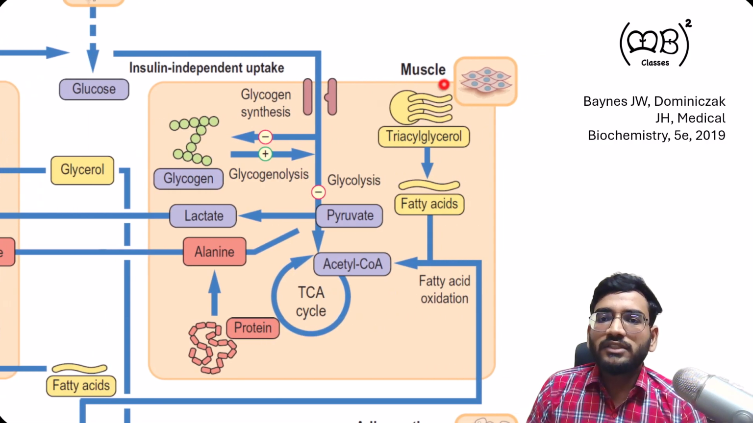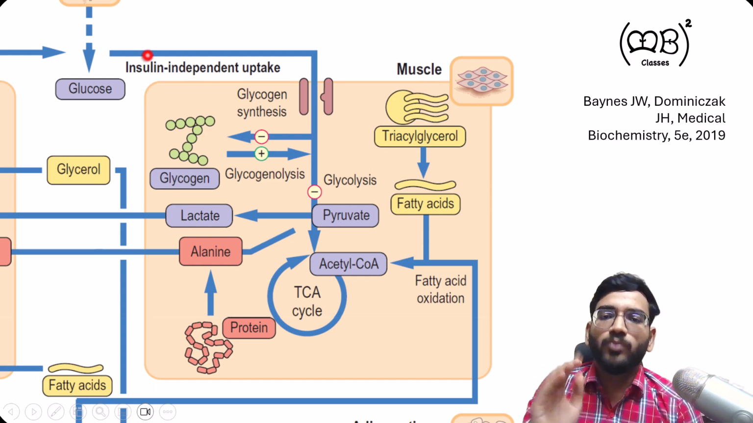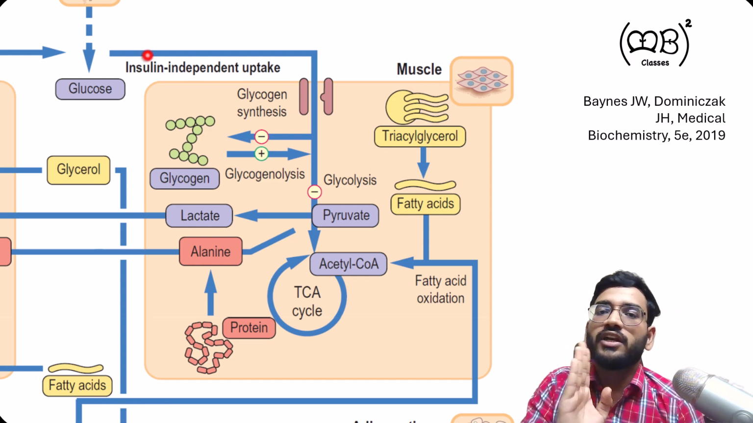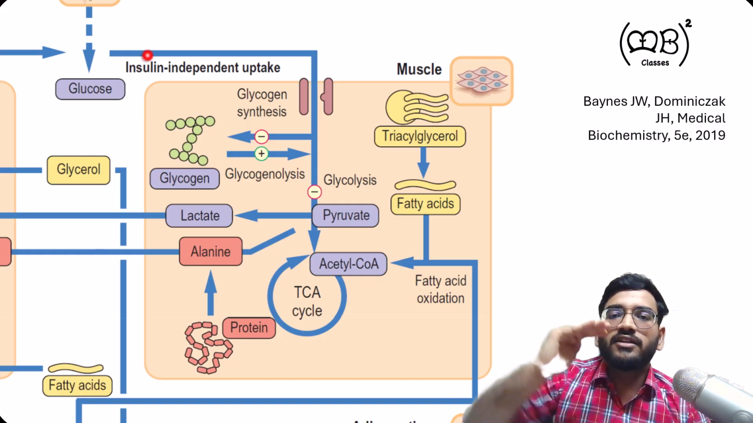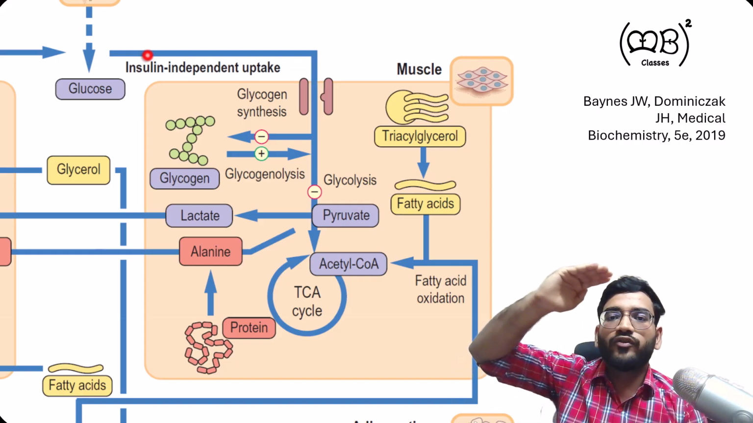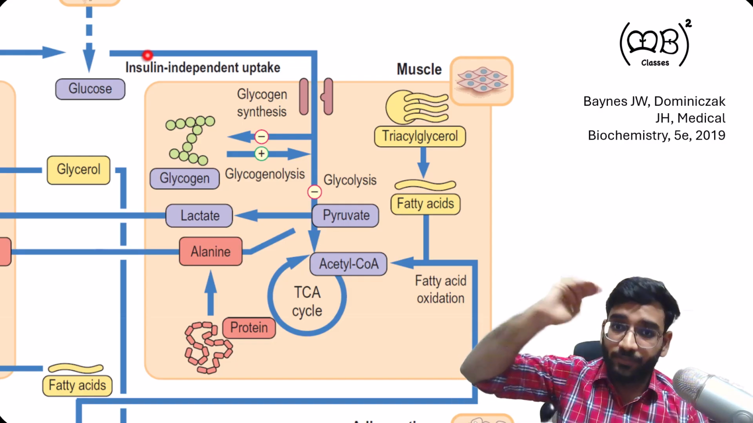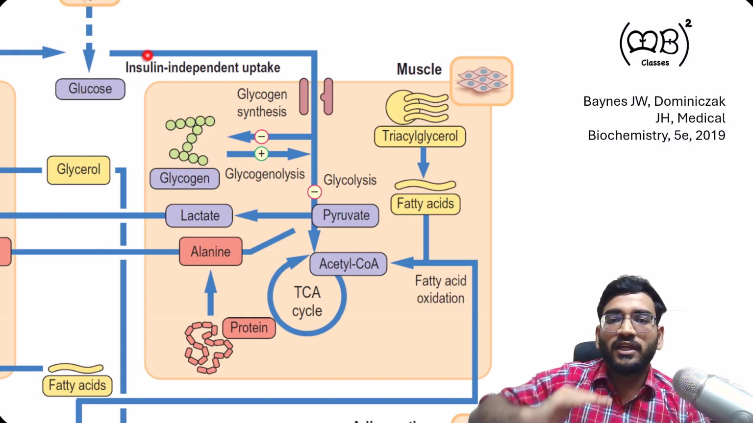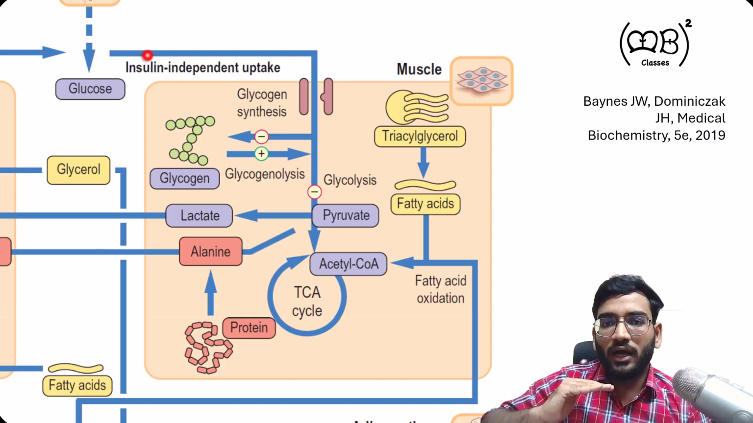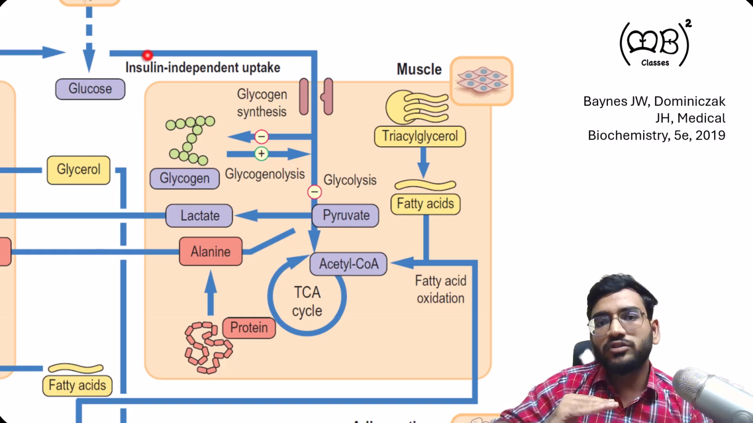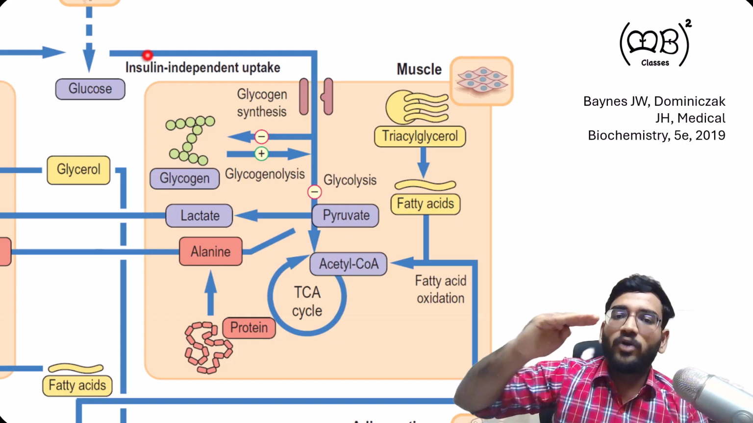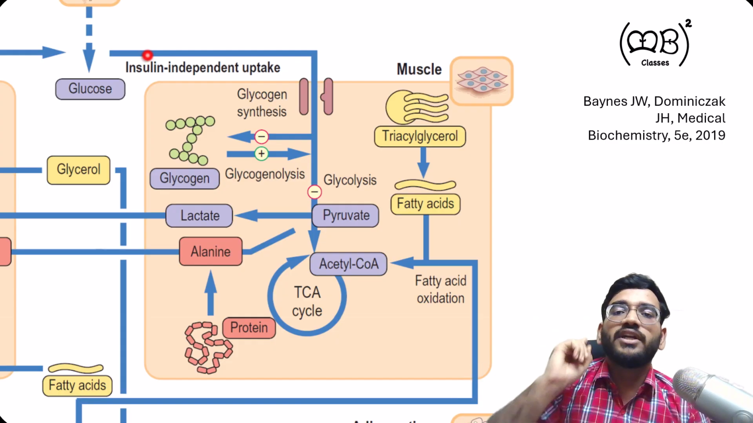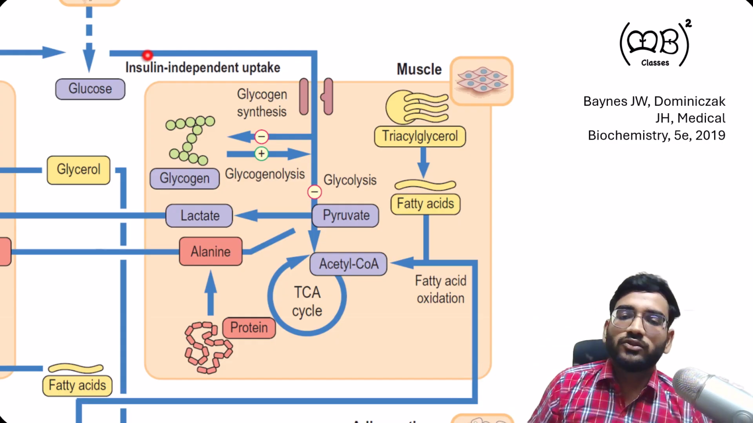In the muscle cells, there is a very small amount of insulin independent glucose uptake. So in the fed state there was a high amount of uptake which was insulin dependent. In the fasting state there is a slow amount of insulin independent uptake of glucose, and in exercise we'll see that there is a high amount of glucose uptake which is insulin independent. Okay? These three things you should remember.